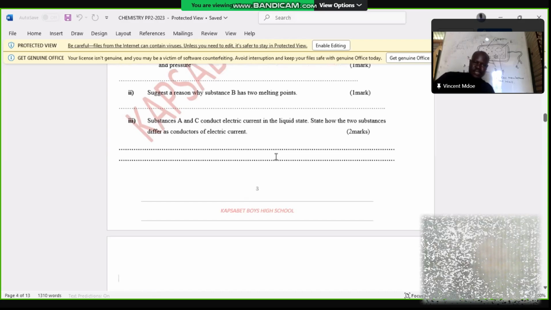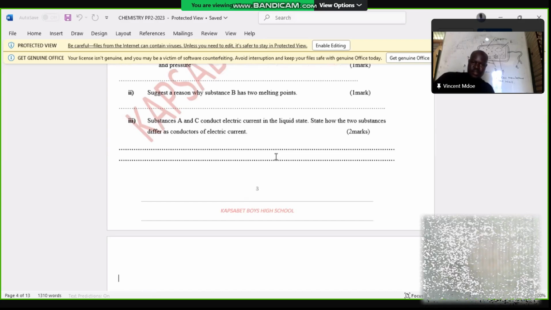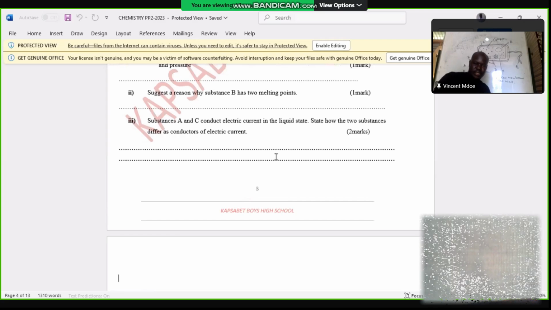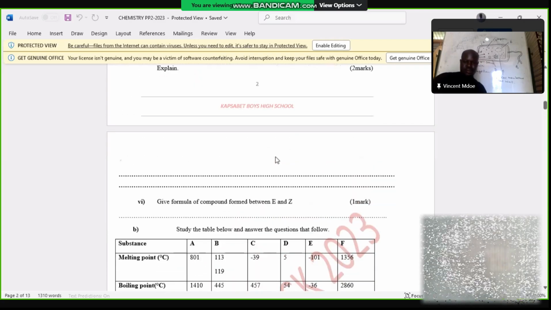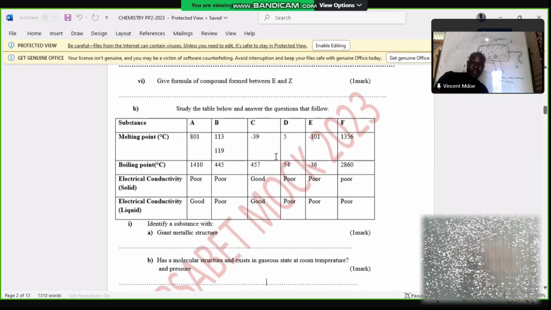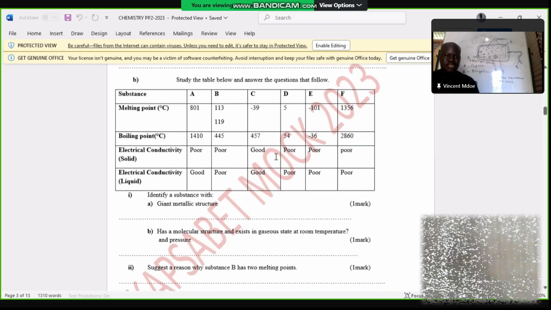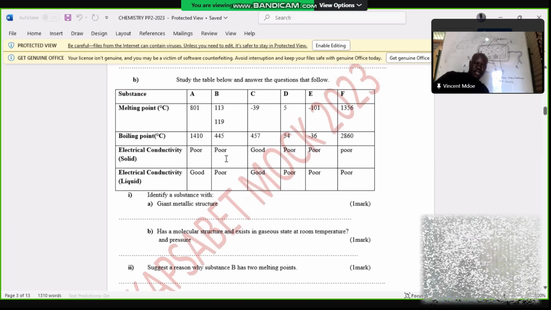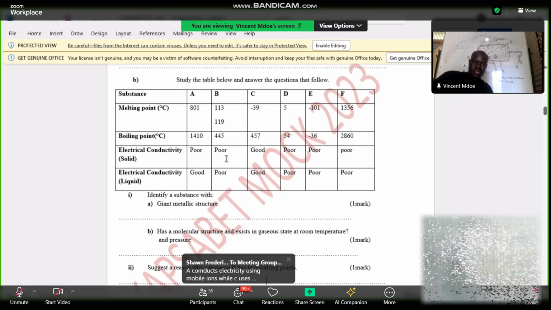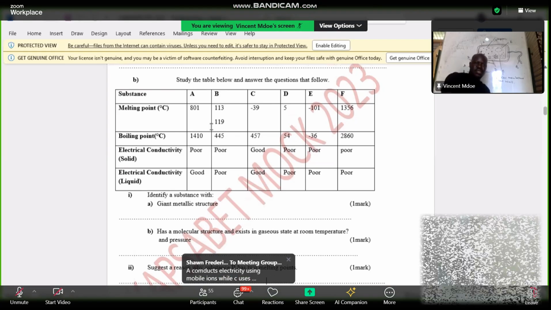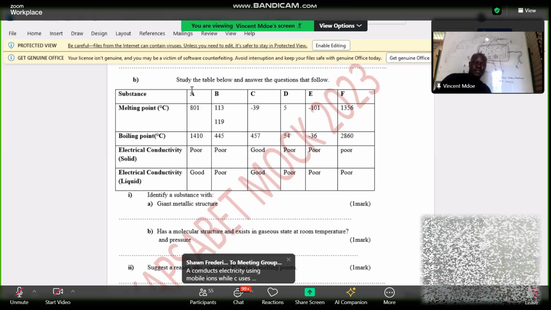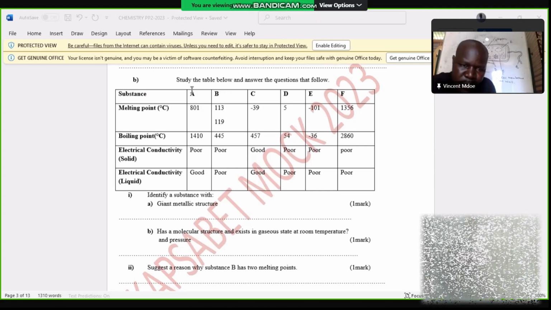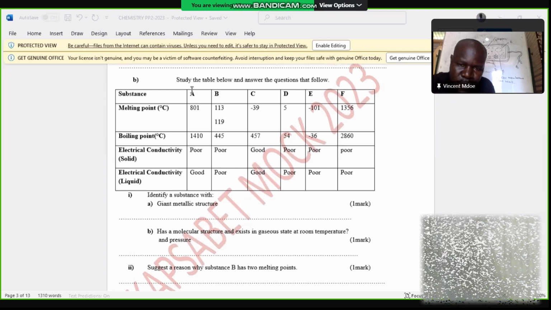Then substance A and C conduct electric current in the liquid state. State how the two substances differ as conductors of electric current. You can see A and C are good conductors in liquid state. The difference is that A is poor in solid, but C is good in solid. So what is the difference in the mode of conductivity? Robinson: A conducts due to mobile ions, while C conducts due to localized electrons.